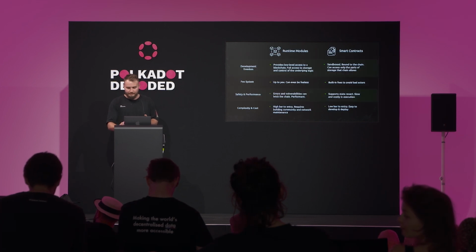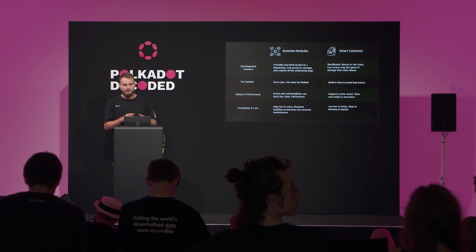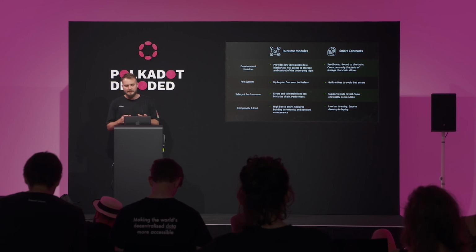And finally, there is a pitch dark gap in complexity and cost between these two. Building runtime modules and then upgrading them to a parachain requires maintaining the network and building a community around your solution, which is very complex. And if you're talking about smart contracts, it's just about having a couple of DOT in your wallet for deployment of the smart contract, and that's it. Your application is ready to go live.